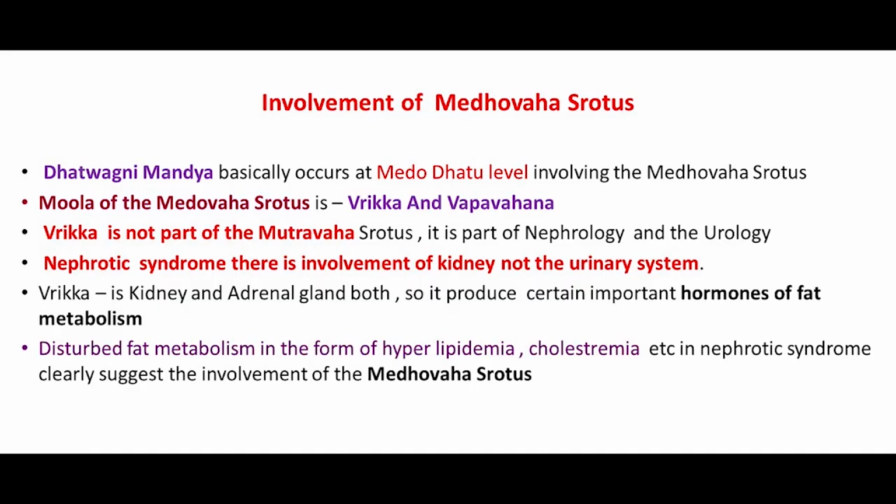Now, the next question comes, where does the Dhatu Agni Mandya actually exist? It basically exists at the Medo Dhatu level, involving the Medovaha Srotas. There is clear-cut involvement of Medovaha Srotas in case of nephrotic syndrome, because the Mula of the Medovaha Srotas is Vrikka as well as Vapavahana. Vrikka in this case we will not consider only as kidney. Kidney along with the adrenal glands should be considered as Vrikka, and that is the Mula of Medovaha Srotas, and kidneys get affected in case of nephrotic syndrome.